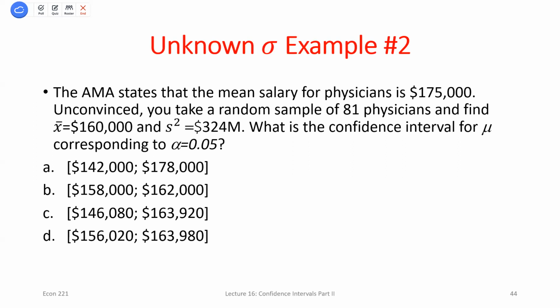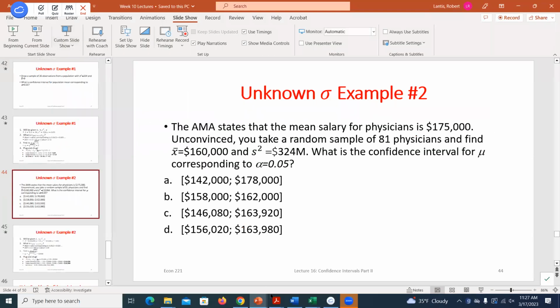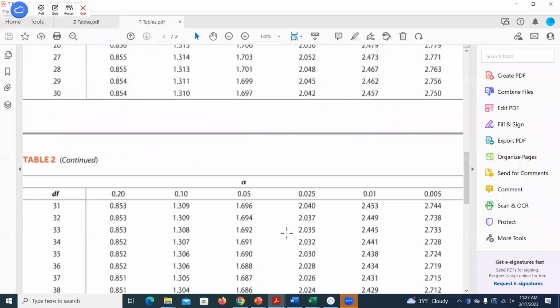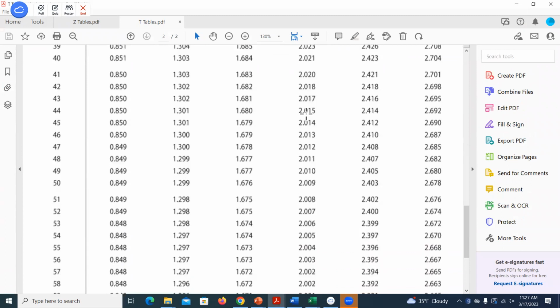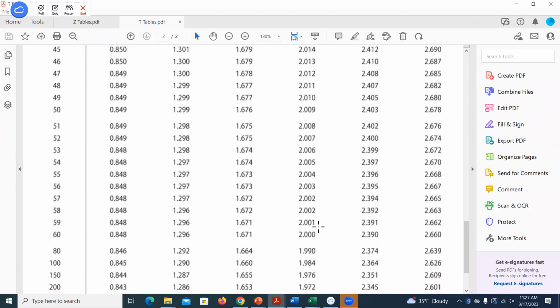I've got degrees of freedom of 80. So I'm going to look up on that t-table at degrees of freedom of 80, the area I want in the tail, which is half of alpha, or 0.025. So I go here, t-table. I want the area of 0.025, so I'm in this column. I then scroll down to the degrees of freedom of 80. The value I need to use is going to be 1.99.